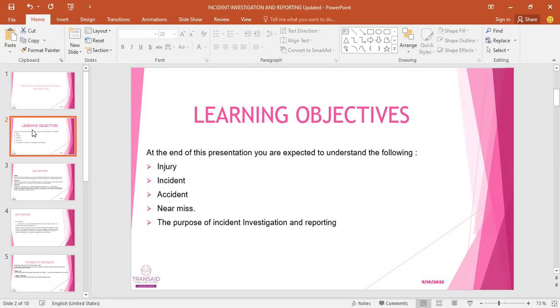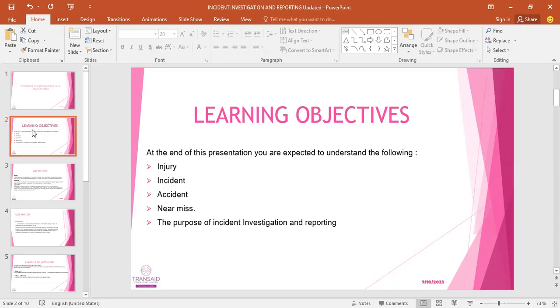At first glance, I am sure that most of us know some, if not all, of these. We're all familiar with injury. It's a word we've seen before. It's a word that particularly we have even used before. Incident, probably. Accident, probably. Near miss, and incident investigation. Okay, so we might know it, but do we understand it?